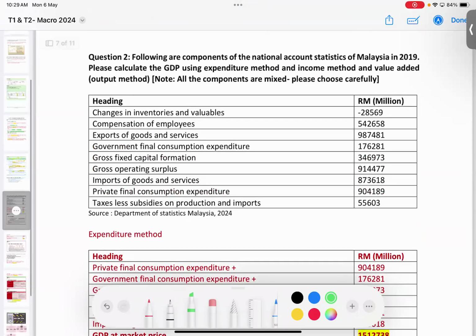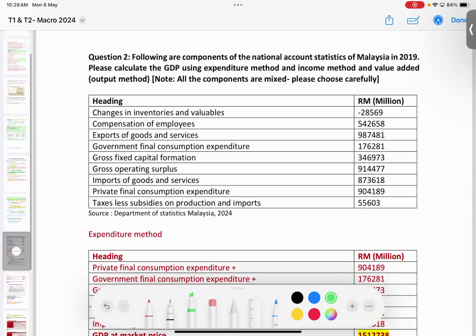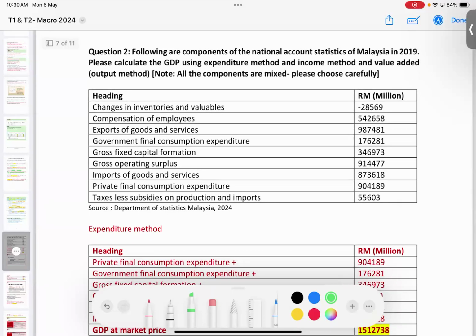Okay, question 2, the type of question that you will come across in your midterm. Following are the components of the National Account Statistics of Malaysia in 2019. Please calculate the GDP using the expenditure method, income method and value added method. All the components are mixed, so you need to choose carefully. This is the kind of question that you will probably be given in your midterm. So let's see the components first.